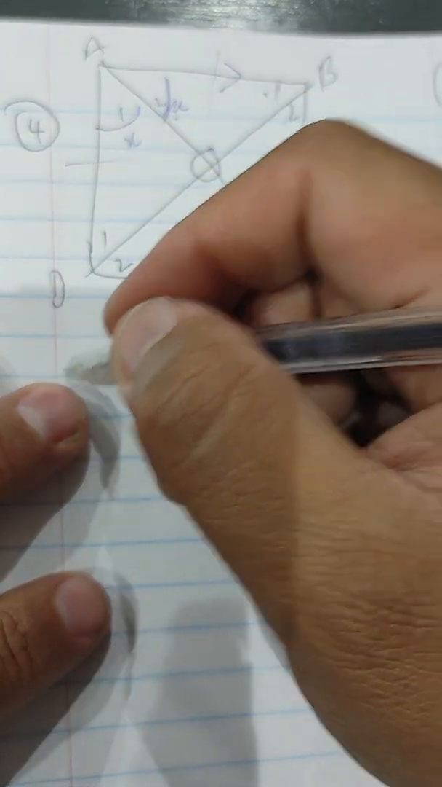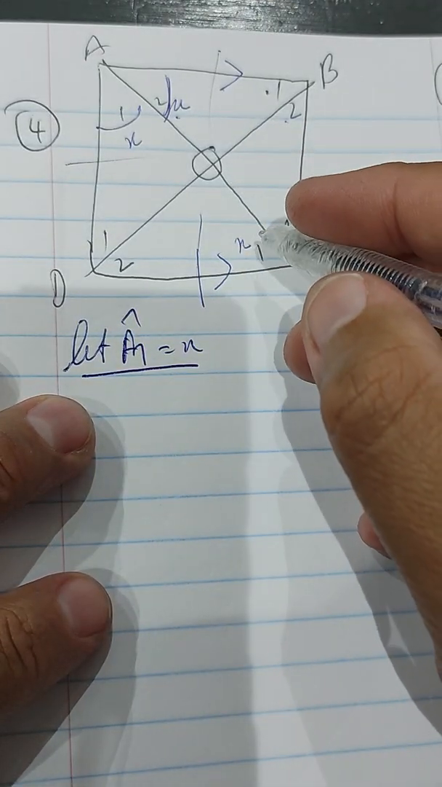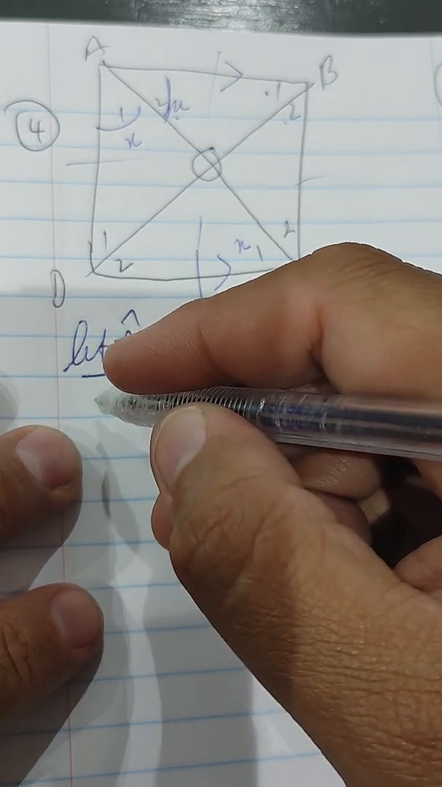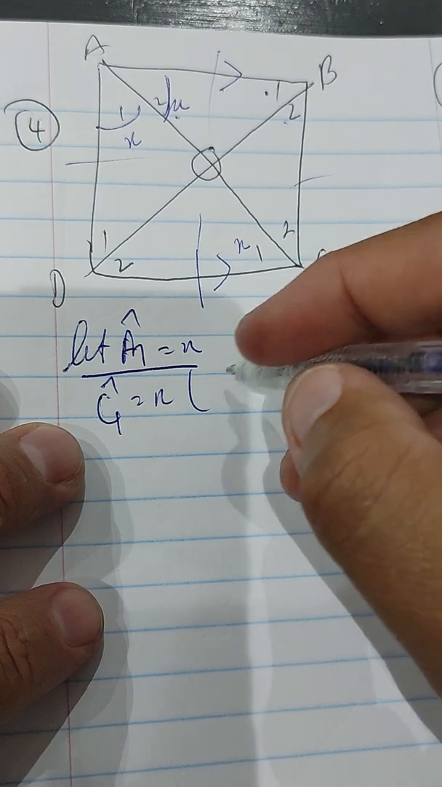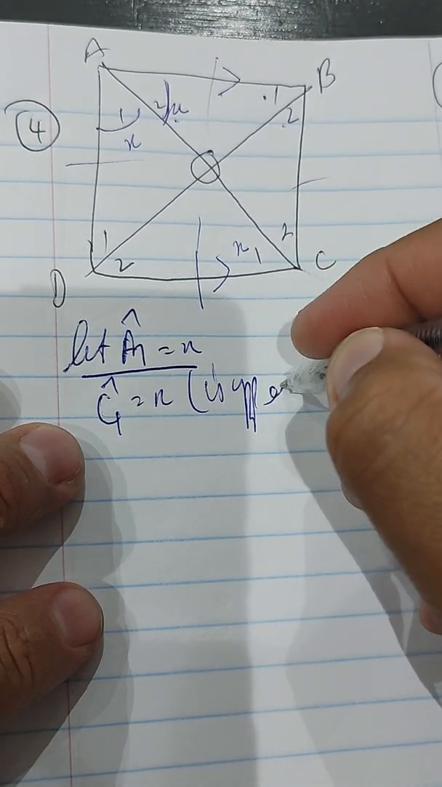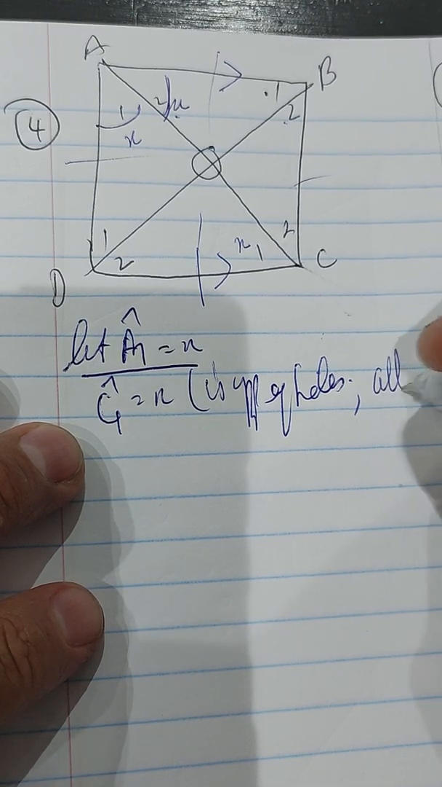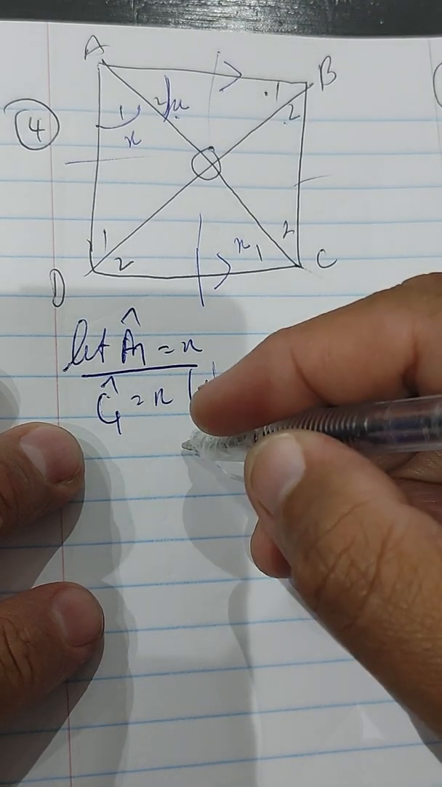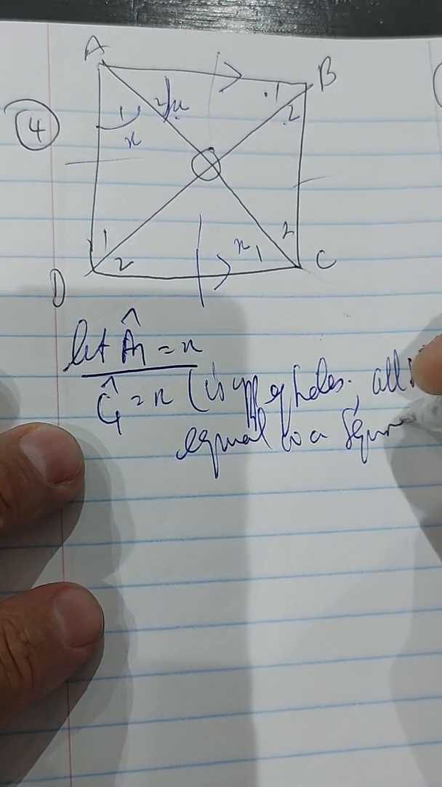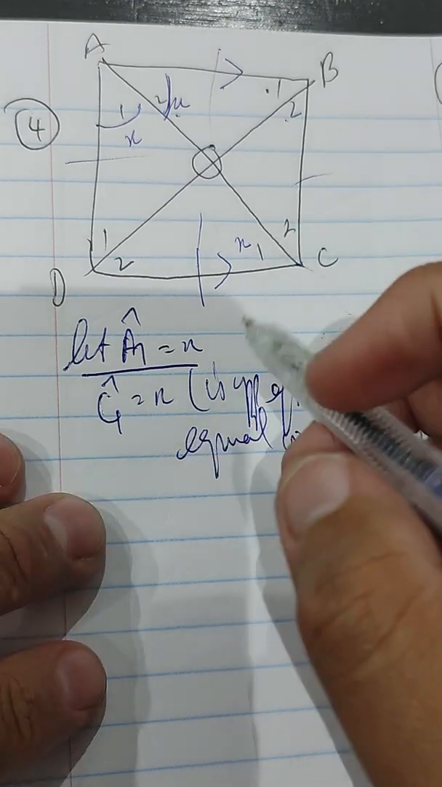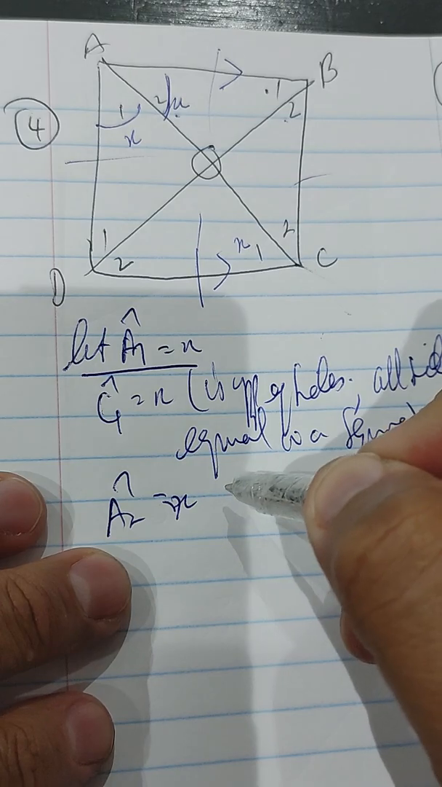So we're going to say, firstly, let A1 equal x. If A1 is equal to x, then angle C1 is equal to x. Why? Angles opposite equal sides, and the fact that all sides are equal in a square. Okay.